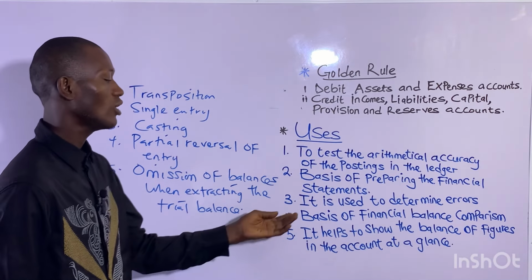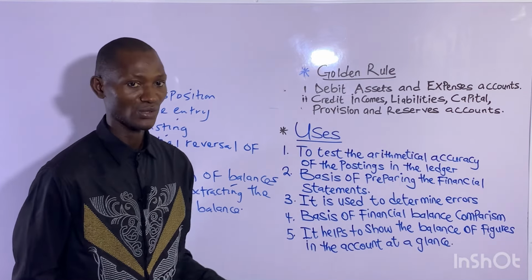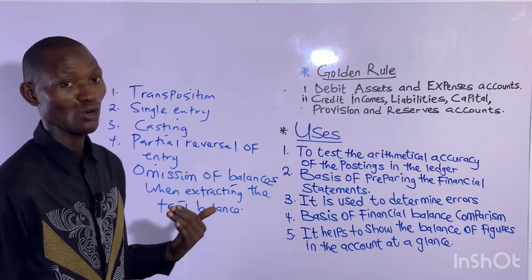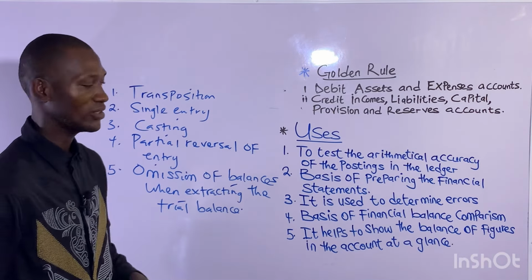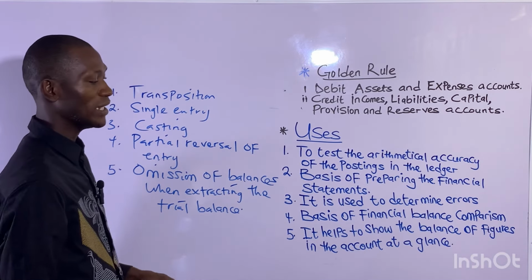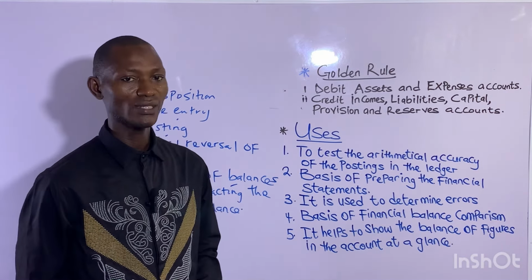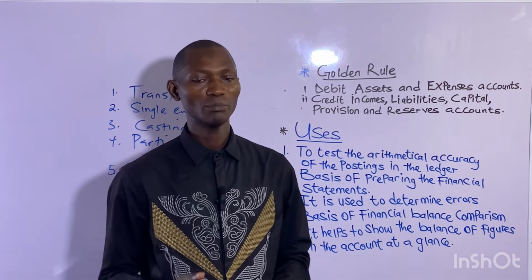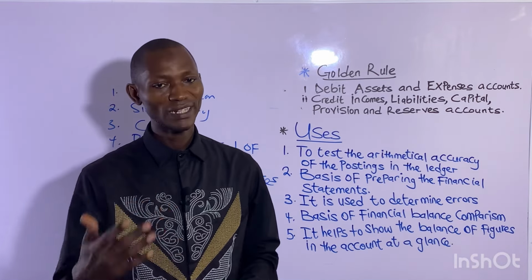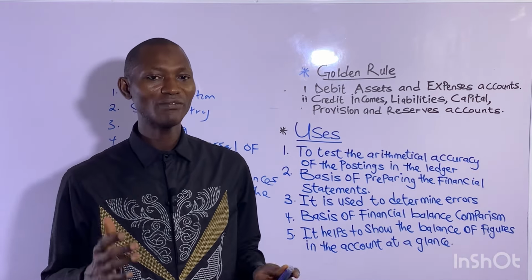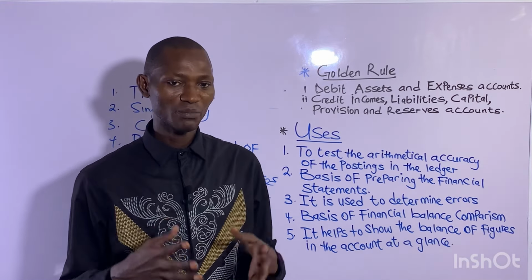That's what we have. So trial balance is used to determine errors which have occurred or which might have occurred in the ledgers, or in recording in the ledgers. Then the next use is the basis of financial balance comparison. Like I said, trial balance is prepared at the end of every year, before the financial statement is prepared. So every financial year, which is 12 months, an accountant must prepare the trial balance.